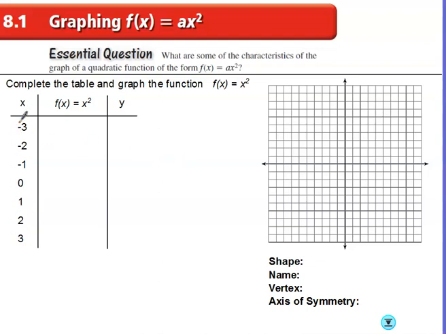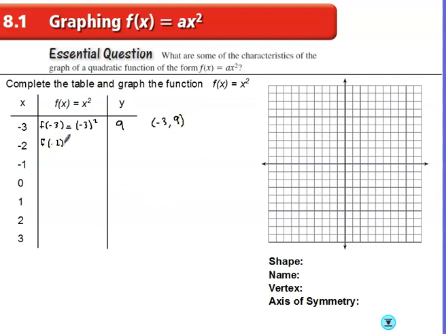I've provided a list of x values. We'll go ahead and plug those into the function and obtain the y values. So my first value that I'm plugging in is a -3, so f of -3, or the y value when I plug in a -3, is -3 to the second power. -3 to the second power is +9. So when I plug in a -3 for x, what I'm going to have is a +9 for y.